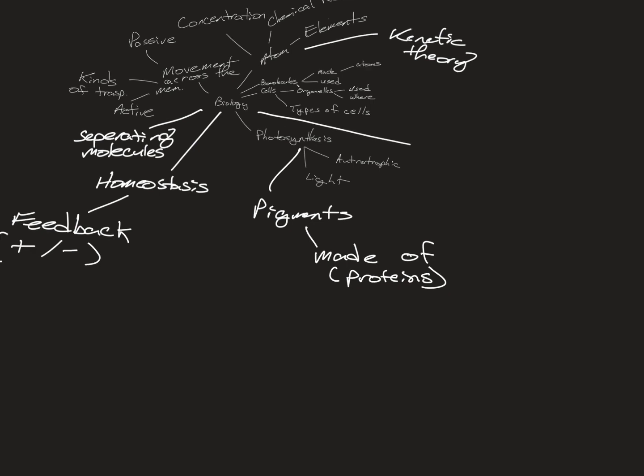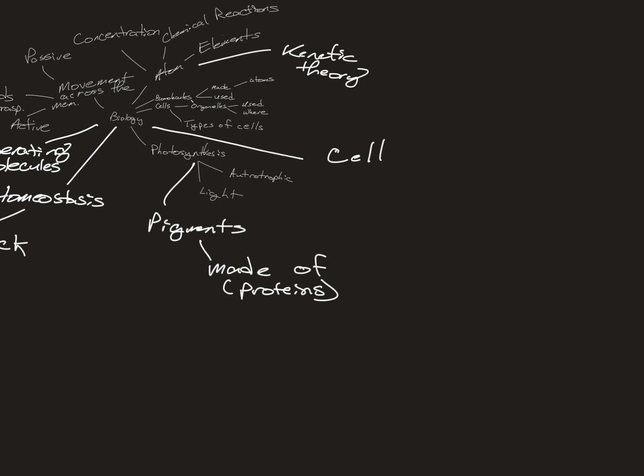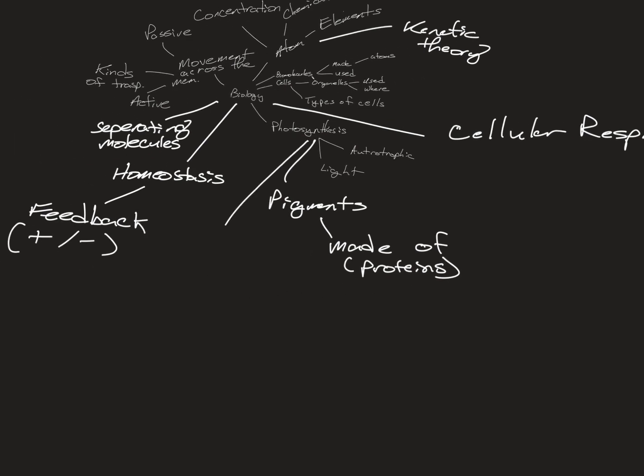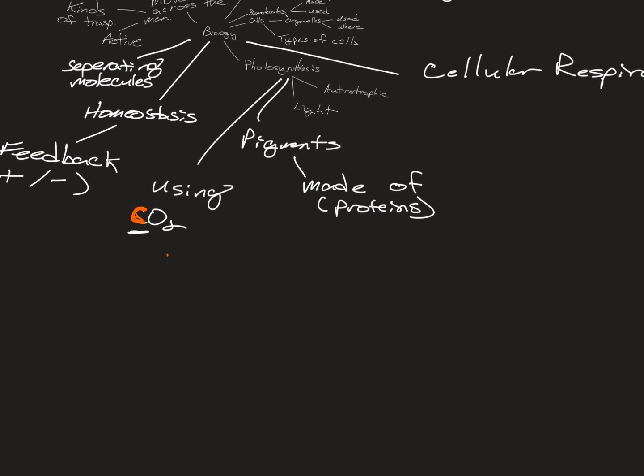You've talked about cellular respiration. You've talked about photosynthesis using CO2, specifically carbon, and photosynthesis producing oxygen gas and using carbon dioxide gas in the air. And it also uses water.